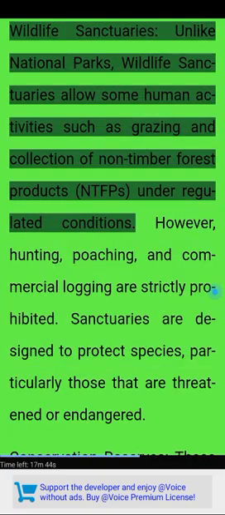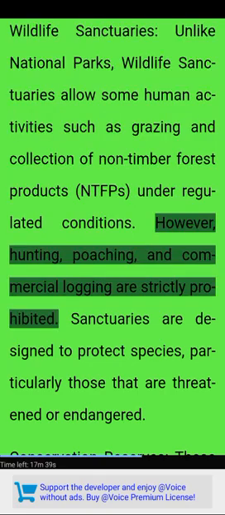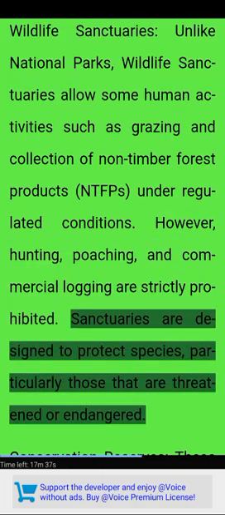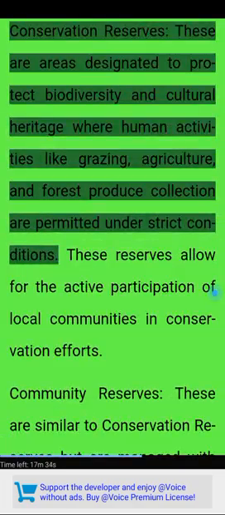Wildlife sanctuaries. Unlike national parks, wildlife sanctuaries allow some human activities such as grazing and collection of non-timber forest products (NTFPs) under regulated conditions. However, hunting, poaching, and commercial logging are strictly prohibited. Sanctuaries are designed to protect species, particularly those that are threatened or endangered.